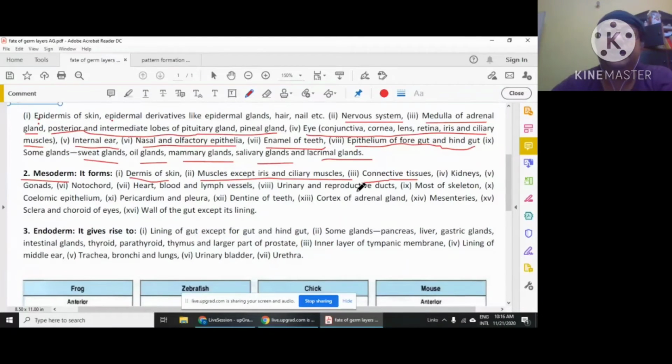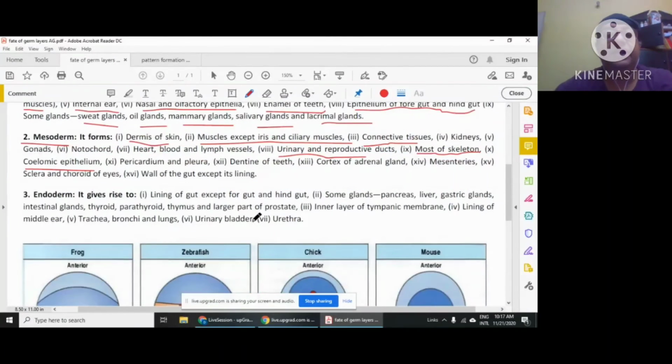Urinary and reproductive tracts are mesodermal. They are formed from the mesoderm. Most of your skeleton is formed from the mesoderm. Then the coelomic epithelium, the lining of the body cavity, is mesodermal. The pericardium and pleura are mesodermal. The dentine of teeth is mesodermal. The cortex of the adrenal gland is mesodermal. Mesenteries, sclera, choroid, and the wall of the gut, except its lining, are mesodermal.